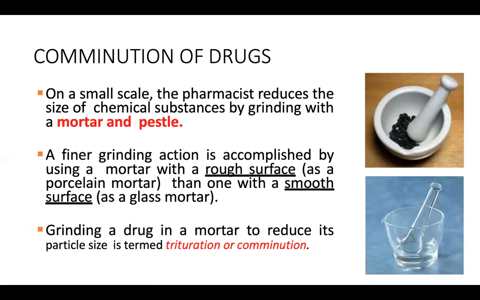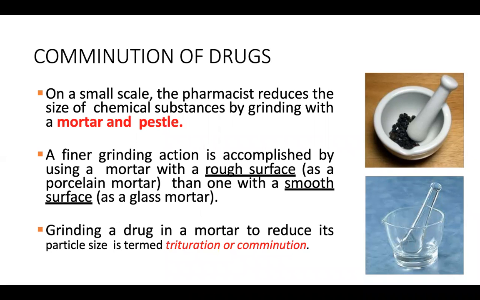On a small scale, the pharmacy reduces the size of chemical substances by grinding with a mortar and pestle. As in a lab, you reduce the size with the help of a mortar and pestle. A final grinding action is accomplished by using a mortar with a rough surface, such as a porcelain mortar, then one with a smooth surface, such as a glass mortar. So you can work in two types: a porcelain mortar and a glass mortar.